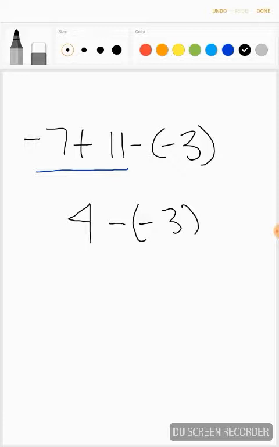So we're going to bring down our minus, negative 3. Subtraction rules tell us to keep, change, then follow addition rules. So we're going to keep the 4, change subtraction to addition, and change that negative to a positive. Now it's just simple addition. 4 plus 3 is 7.